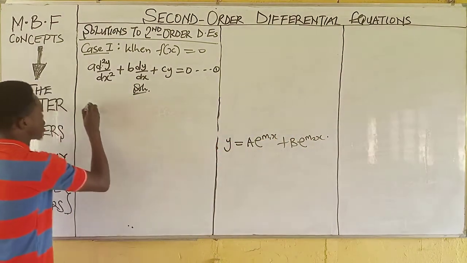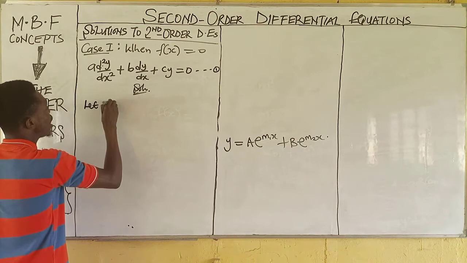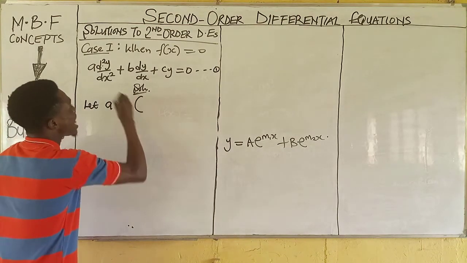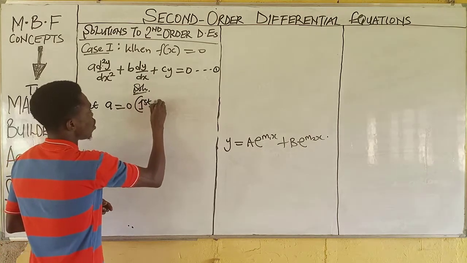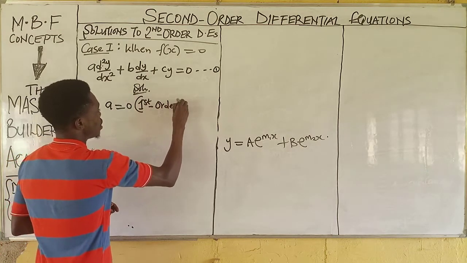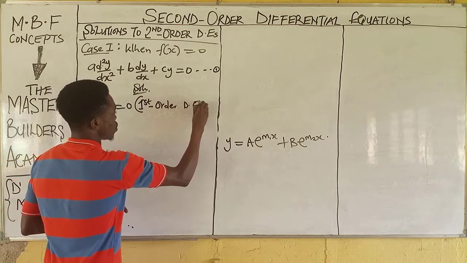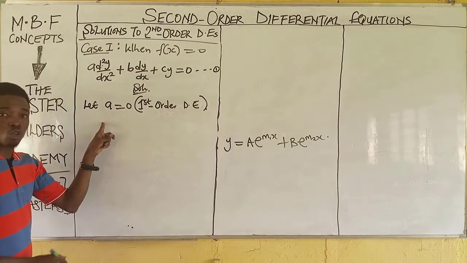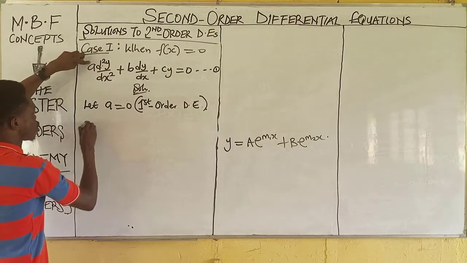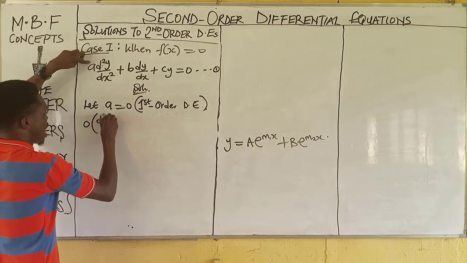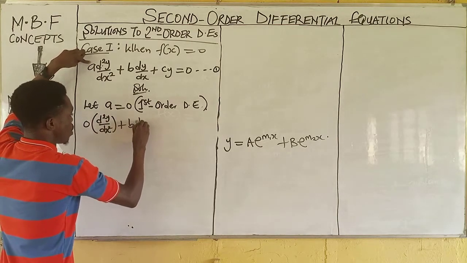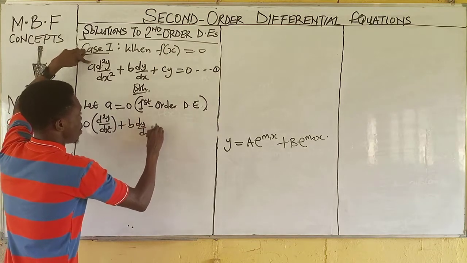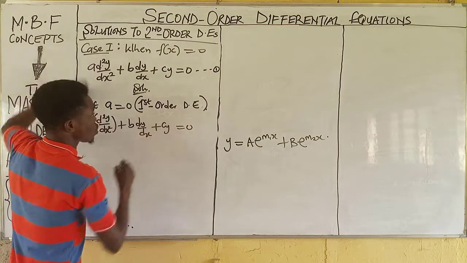Now, all I need to do is to say let a be equal to 0. At a equal to 0, we will obtain a first order differential equation. Alright? This is what we are going to obtain. Therefore, we are going to have 0 multiplied by d square y over dx squared plus b dy over dx plus cy is equal to 0.